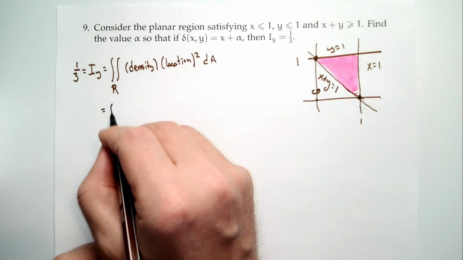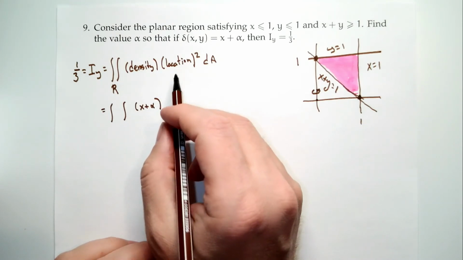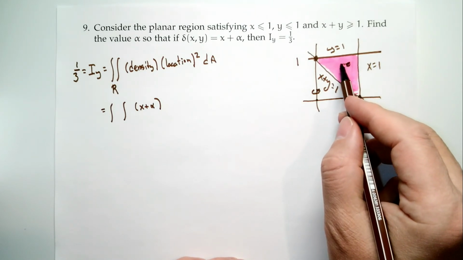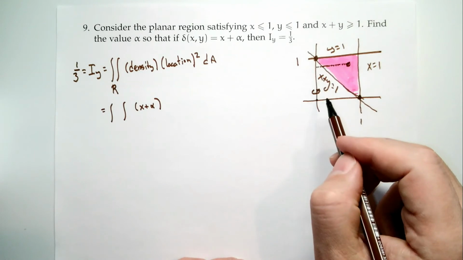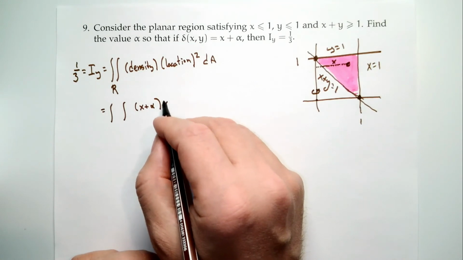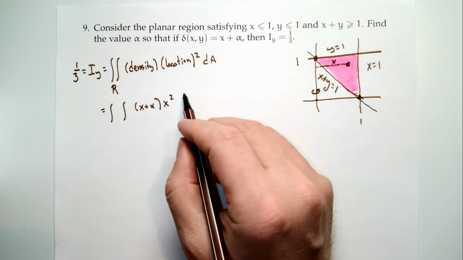All right, so integral, our density is x plus alpha. Our location, well, if I'm at a little piece here, how far is it to the y-axis? Well, it's x. So our location is x, so x squared. So that's what we have to integrate. All right, so now the question, what's the order of integration? I don't think there's really any clear answer, but since everything here is x, let's do it dy dx.